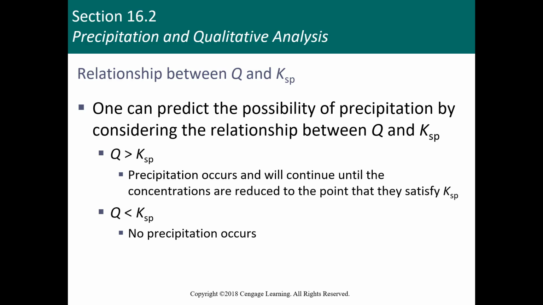So you can predict the possibility of precipitation by considering this relationship between Q and KSP. If Q is greater than KSP, precipitation occurs and will continue until the concentrations are reduced to the point that they would satisfy KSP, where Q would be equal to KSP. If Q is less than KSP, no precipitation occurs. You don't have enough ions in solution to precipitate.